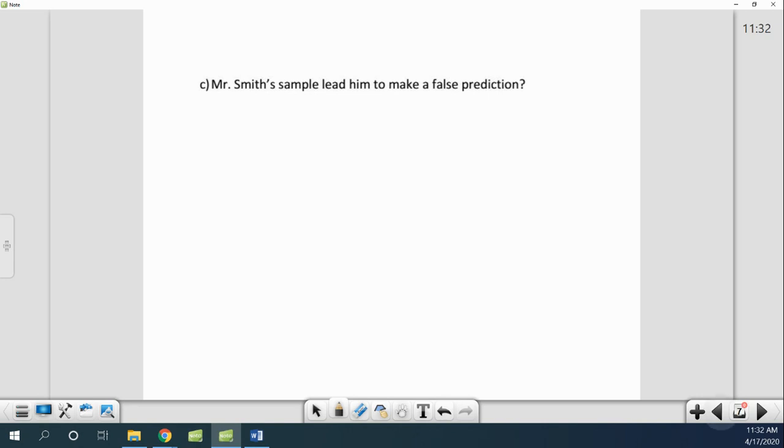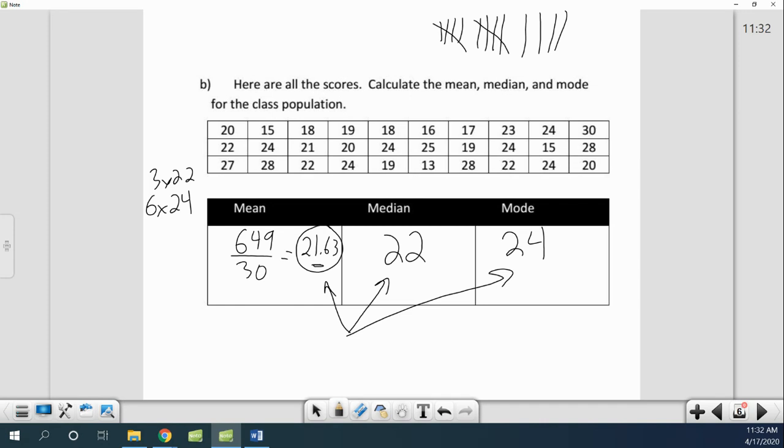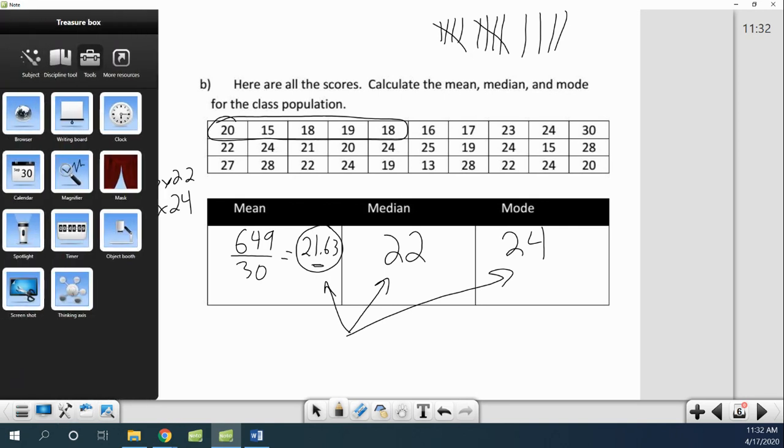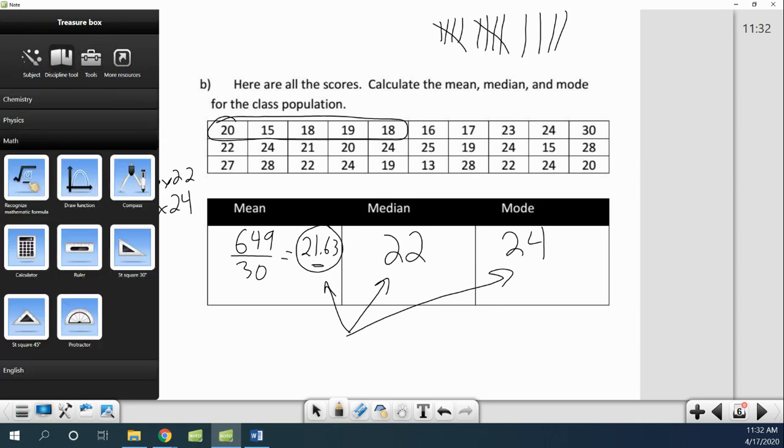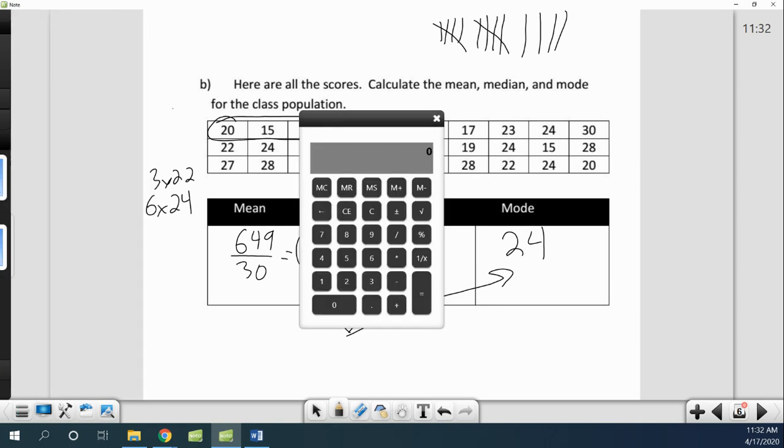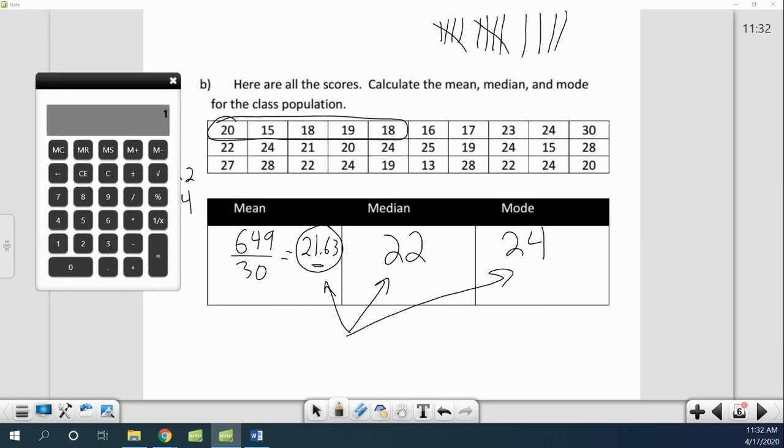So did his sample lead him to make a false prediction? Remember, he looked at the first 5. 1, 2, 3, 4, 5. Here's your first 5. Well, let's see what the average of those is. 18, 18, 15, 19, 20. I'll calculate that real quick here. Much easier to do an average of 5 numbers. 18 plus 19 plus 18 plus 15 plus 20. And I have 5 numbers divided by 5. So he's thinking his average mark is going to be an 18 out of 30.